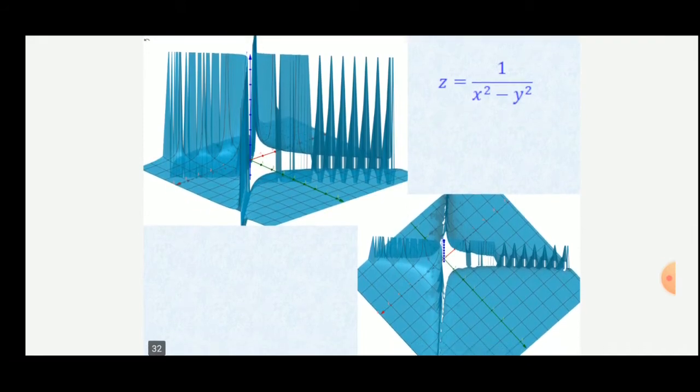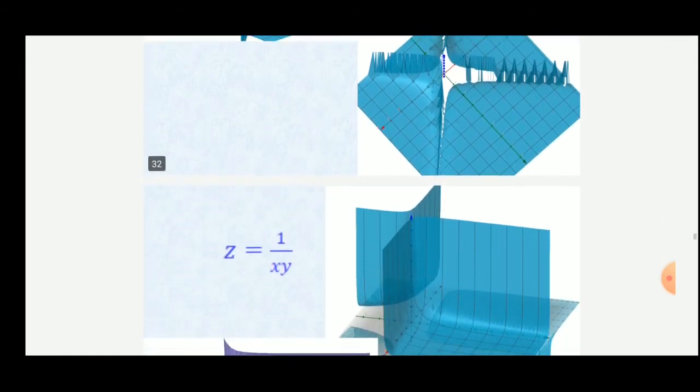These are graphs for 1 upon (x square minus y square) and this function will be not defined if the denominator is 0. The denominator will be 0 if x square equal to y square. That means along the lines y equal to x and y equal to minus x. So see, there is no surface along the lines y equal to x and y equal to minus x.